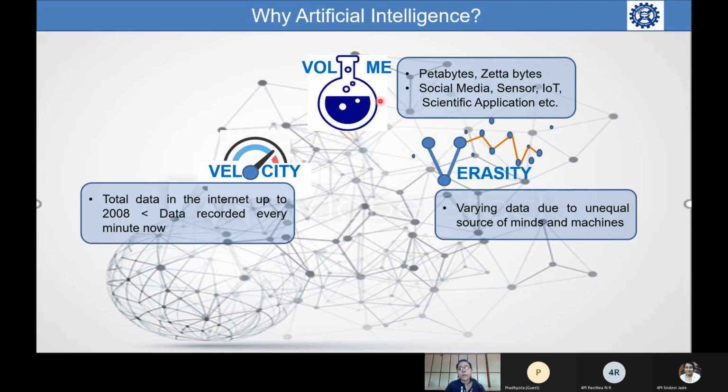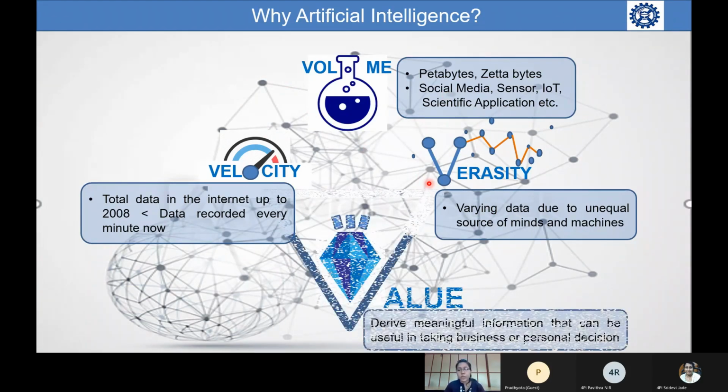Because recently, there is an advancement in sensors and IoT, and huge amounts of data are generated in different applications and different sectors. As AI is a data-driven approach, AI can make use of those huge data. It can extract the features. So basically, recently, data are generated in high volume, velocity, and veracity. So we have huge data, and from this huge data, we need to derive meaningful information.